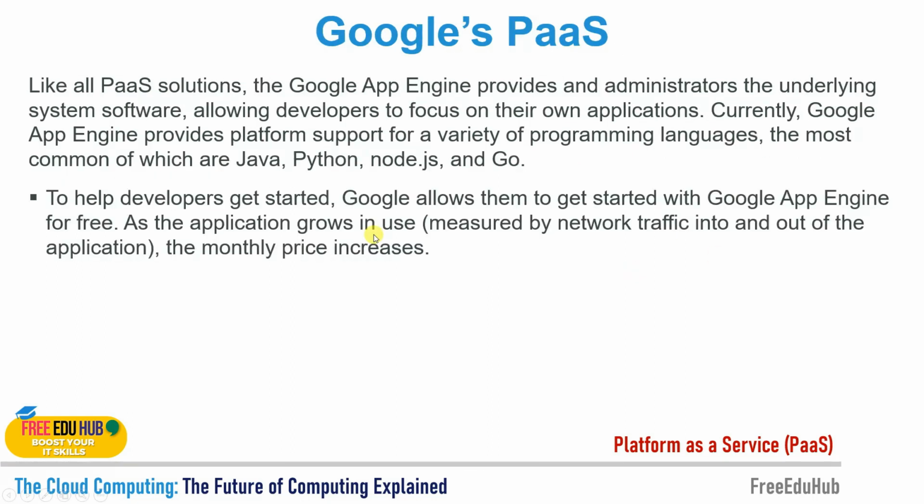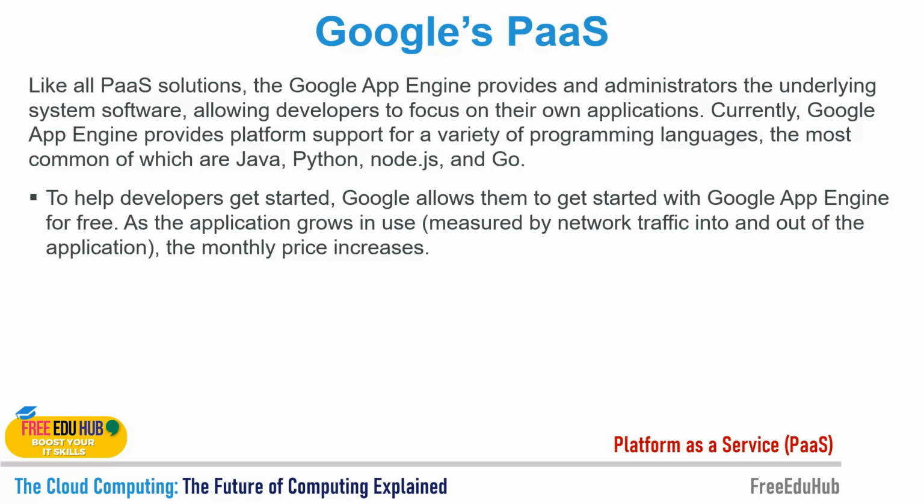So when we talk about a platform as a service, there are lots of platforms available in the cloud. You can get Microsoft Azure Cloud, you can get Amazon Web Services, and we have Google platform as a service as well. Now, Google's PaaS, like all platform as a service solutions, Google App Engine provides the administrators the underlying system software, allowing the developers to focus on their own applications. So they are providing you a platform through which you can develop your own applications. There are lots of tools and toolkits with the help of which you can easily develop your applications and deploy them on their cloud.